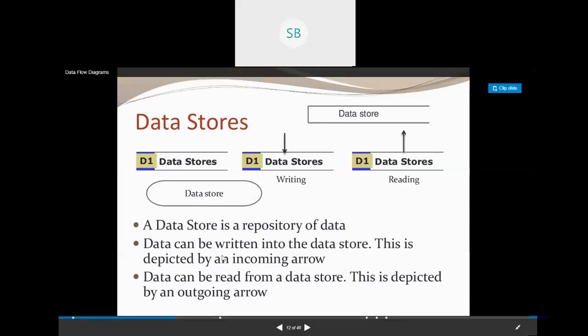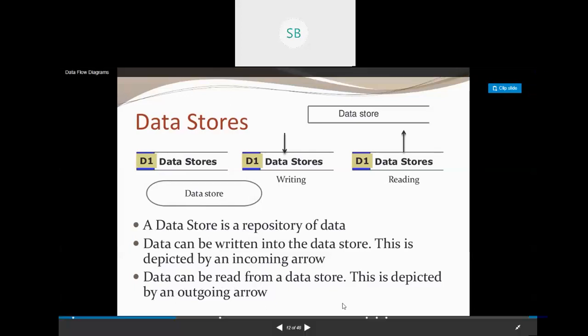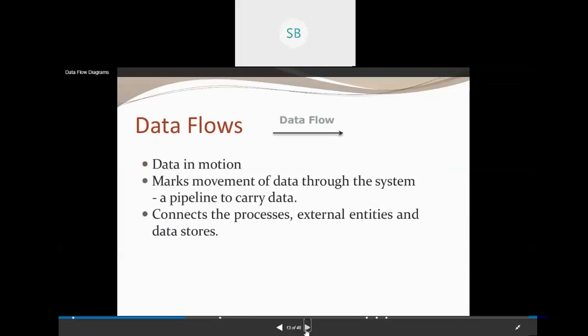So data can be written into the data store. This is depicted by an incoming arrow. Data can also be read from a data store. Like what are the things we can do with a table in the database? We can retrieve data from the database, insert values into the database. This is shown by the outgoing arrow.